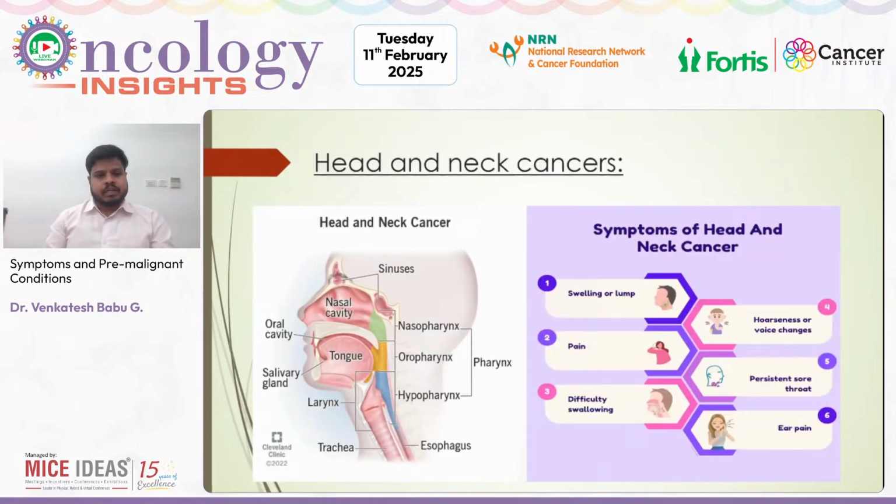Coming to the head and neck carcinomas, the symptoms usually depend on the subsite from which it is arising. Like if it is arising from the nasal cavity, then there can be epistaxis. And if it is arising from the tongue, there can be a non-healing ulcer over the tongue. And sometimes excessive salivation can be present, and pain can be present. And usually the pharyngeal, hypopharyngeal and laryngeal lesions present with changes in the voice and difficulty in swallowing.